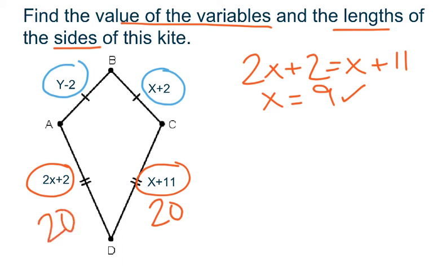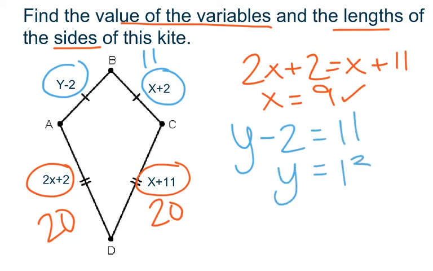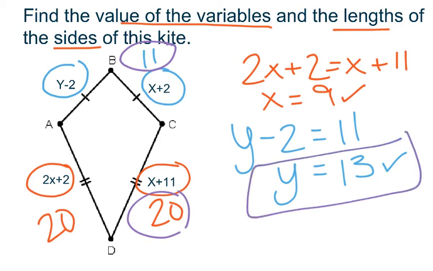And now I can plug the 9 in for the x and get 11 up here. So now that I know these two sides are equal, I know that when I do y minus 2, it has to be equal to 11. So I can very quickly get the other variable. So there's my two variables, and I also know that my side lengths are 11 and 20. So there's actually like 4 different answers in this problem because it asks us to find the variables and the lengths. That's why we had to find all of that.